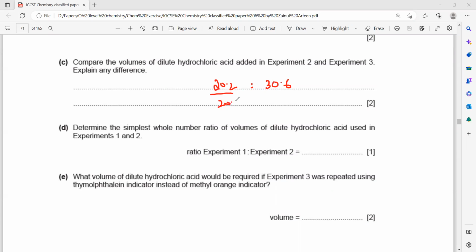So I will divide both of them by 20.2. So this will be 1 and this will be 1.5. So it means the experiment, it is 1 is to 1. Okay, it was 20.4, so I'll divide both of them by 20.4. So 1 is to 1.5. So it means the volume used in experiment 3 is 1.5 times compared to experiment 2.